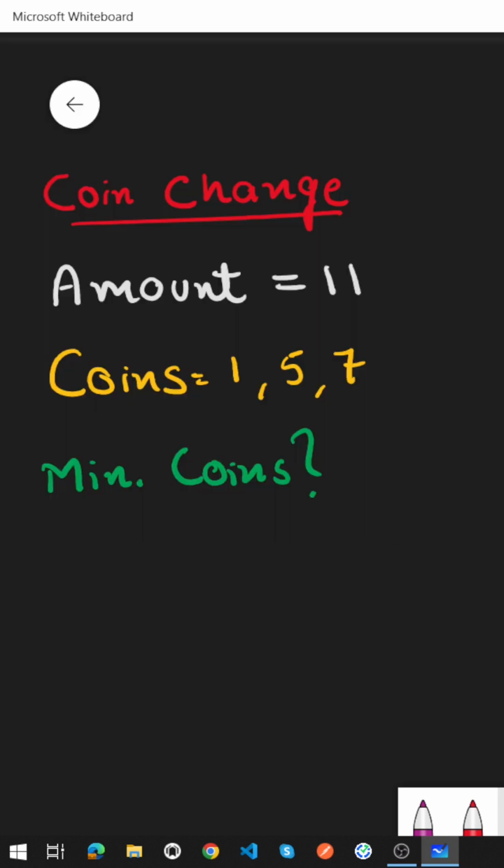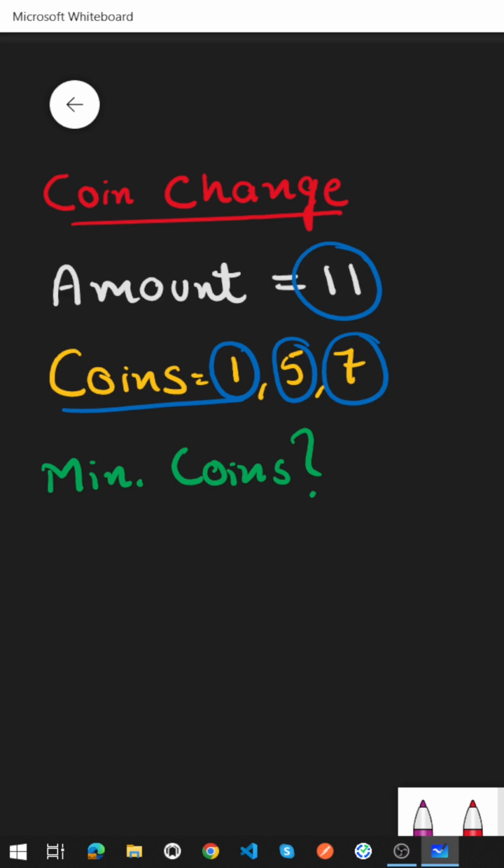Let us understand these two approaches with the help of a simple problem called coin change problem. So in this problem, we are given some denominations of coins. In this case, the coins are 1, 5 and 7, and we need to achieve this amount 11 with the minimum amount of coins. So how will we do it?